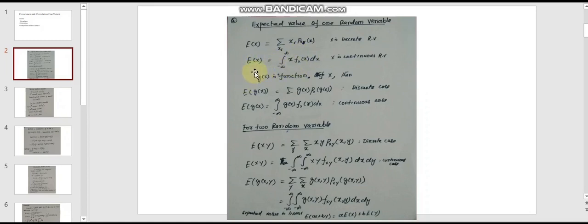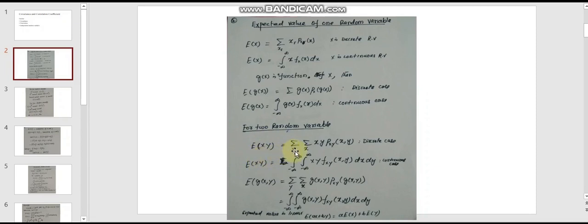So in case g of x is a function of a random variable x, then its expected value, for the discrete and the continuous cases, can be described by this formula. Now let us extend this concept to two random variables, or bivariate random variables. So E of XY is the expected value of the bivariate random variable x and y.